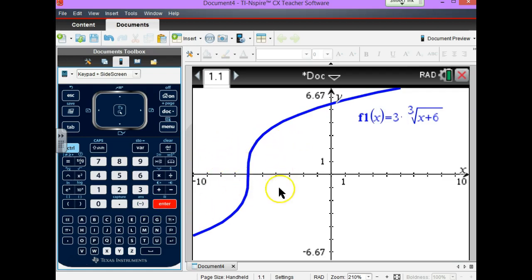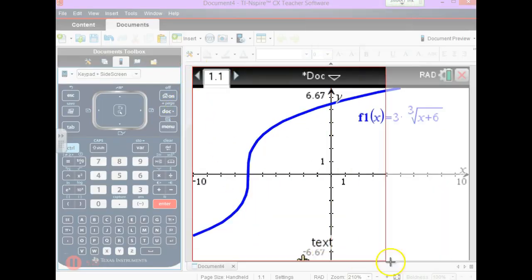So there's the graph. What do we got? 1, 2, 3, 4, 5, 6. 1, 2, 3, 4, 5. About right in the middle. So what I'm going to do here, since I can, I'm going to cheat here. I'm just going to take an image of this.